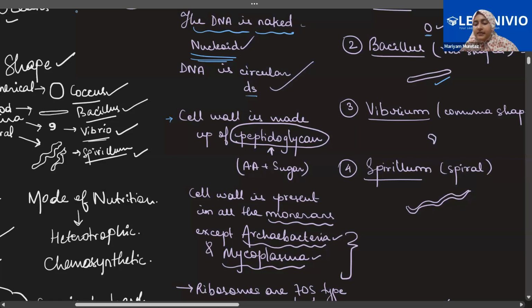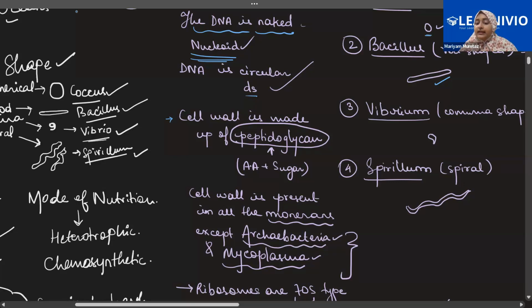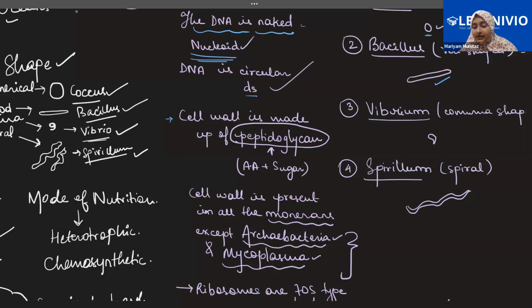The plant cell wall is made up of cellulose. In the same way, the cell wall has to be composed of something. In the case of bacteria, in the case of kingdom Monera, the cell wall is made up of peptidoglycan. Clear? Yes, ma'am. It is made up of peptidoglycan. Now, peptidoglycan is made up of amino acid and sugar. Amino acid along with the sugar makes a peptidoglycan.